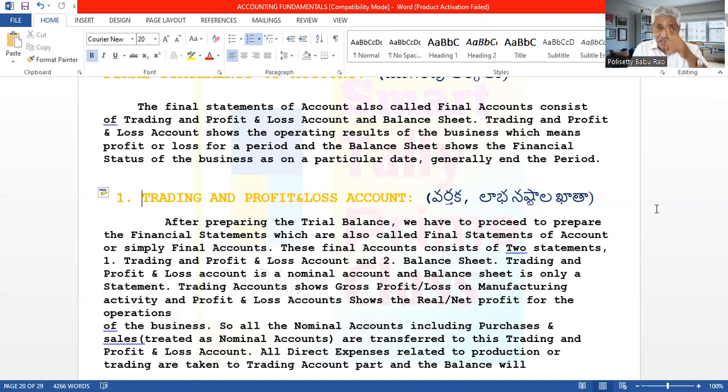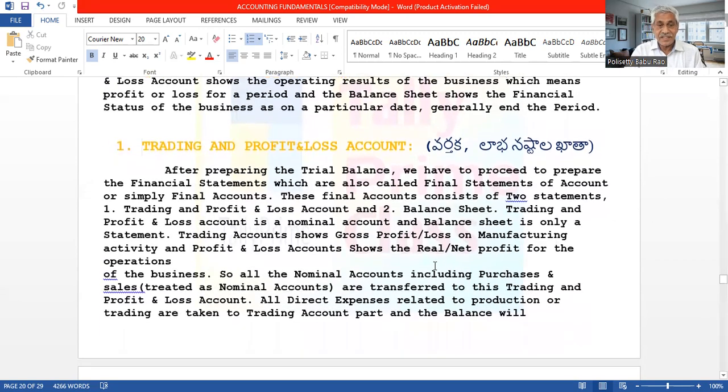This is one part of the total profit and loss account. The first part is called the trading account. We will prepare one account only, not two accounts, but the first part is called trading account. And the profit or loss which we ascertain here is called gross profit or gross loss.